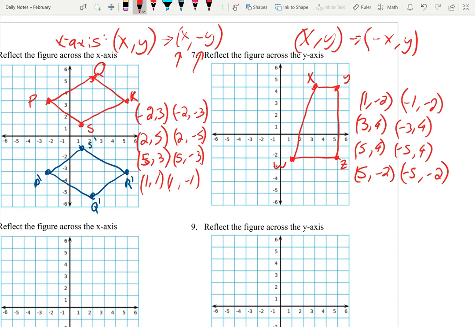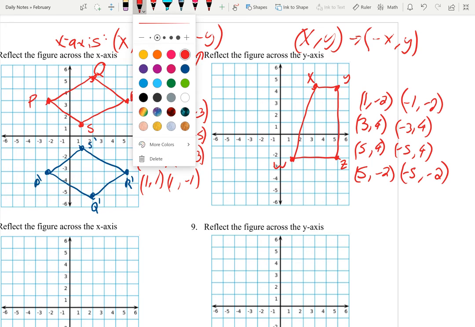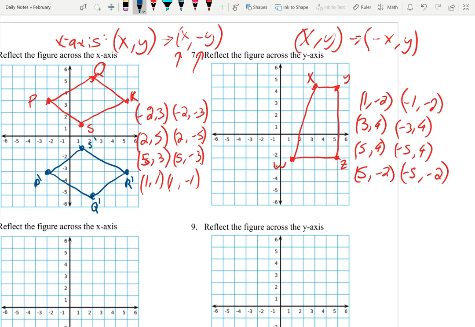So let's plot those new points. Let me get a different color. Good. All right. -1, -2 would be here. This would be for W prime. -3, positive 4 would be here. This would be for X prime. -5, positive 4 would be here. This would be for Y prime. And then -5, -2 would be here for Z prime. And we have our reflection. So that works out pretty well.